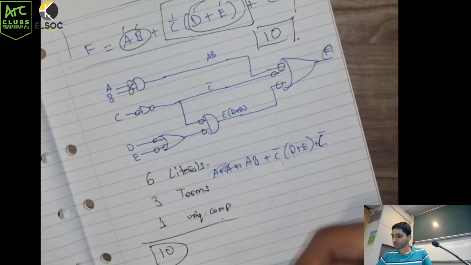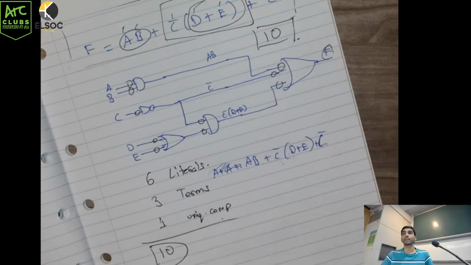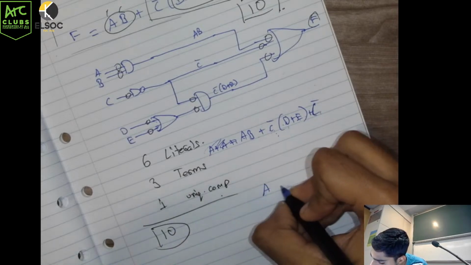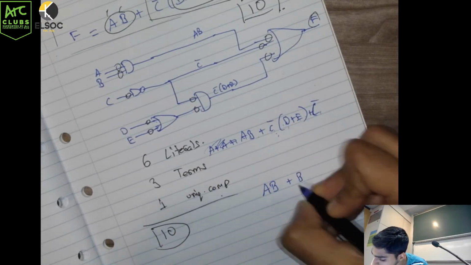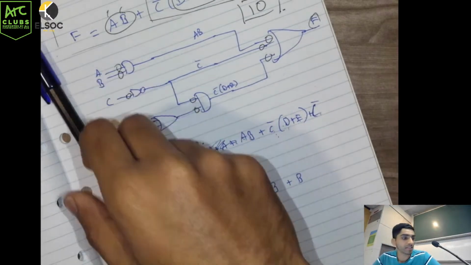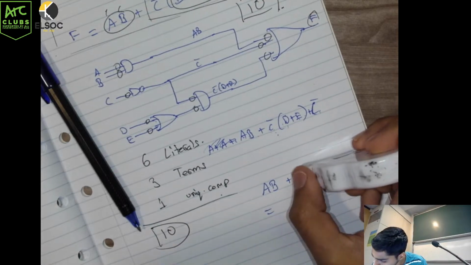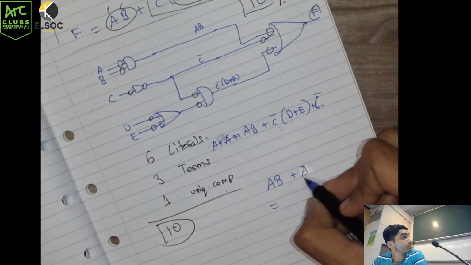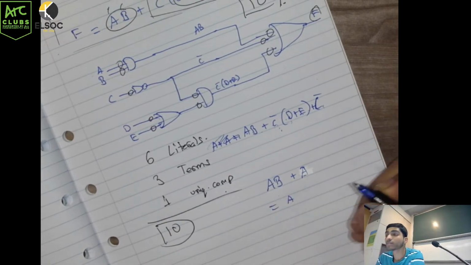Okay, so we've found two ways of calculating the gate input cost. There is something to note though, is that we can simplify this function. If you remember your Boolean algebra simplification tools, you'll know that AB plus A, just for easiness here. If I have AB plus A, that's equal to just A.